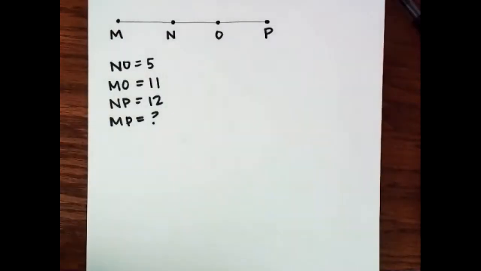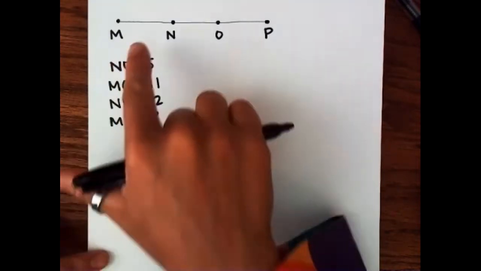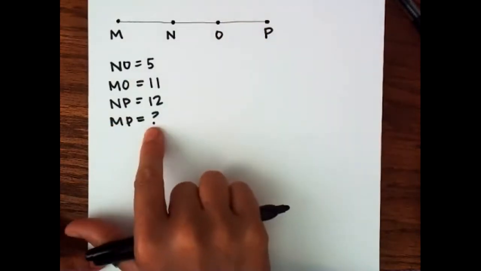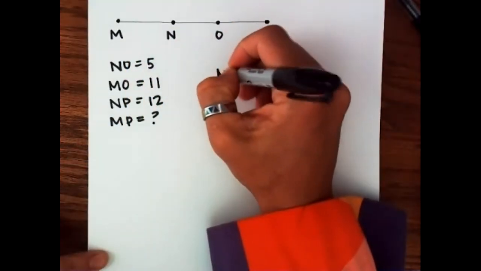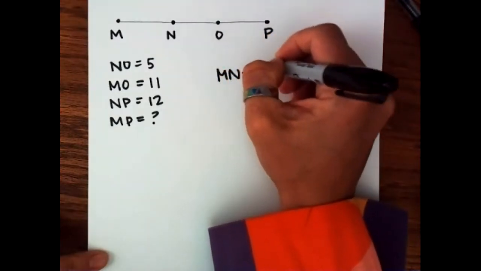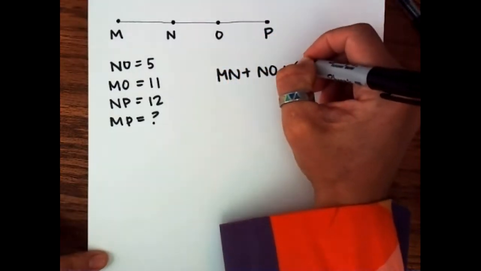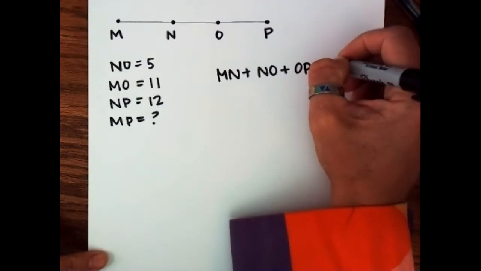So for our second example, let's say we have a segment, MP, but you have a whole bunch of little segments in between. So the way that you're going to want to find this full length is adding every little segment that is within this big segment. So you would do MN plus NO plus OP to equal MP.